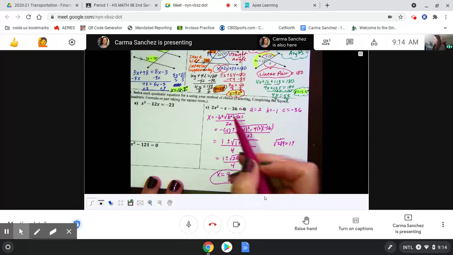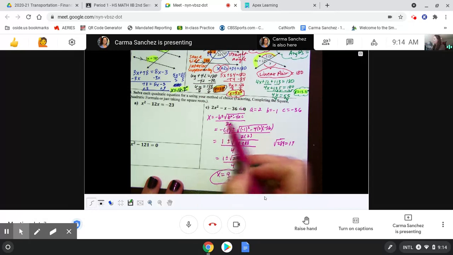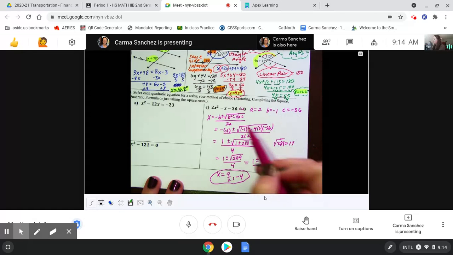So what work did I have to do here? I had to write the formula. I had to write the ABC. I had to plug into the formula. I had to simplify. And then I noticed that the square root could be taken. So I go all the way and get those whole number and fraction answers.